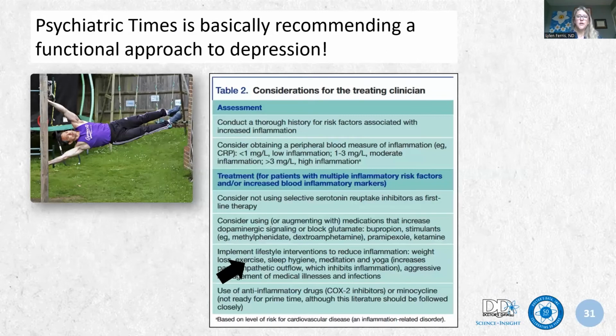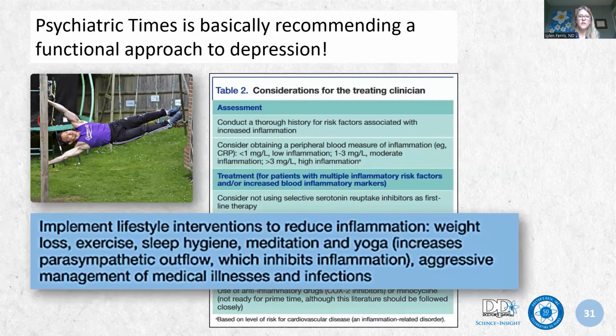This article in Psychiatric Times from 2018 lists some helpful considerations when treating mental health, including assessing for a common cause, which is inflammation. And you can see that they're recommending implementing some of the lifestyle interventions that we functional medicine docs always recommend, and reducing inflammation is there at the top of the list.